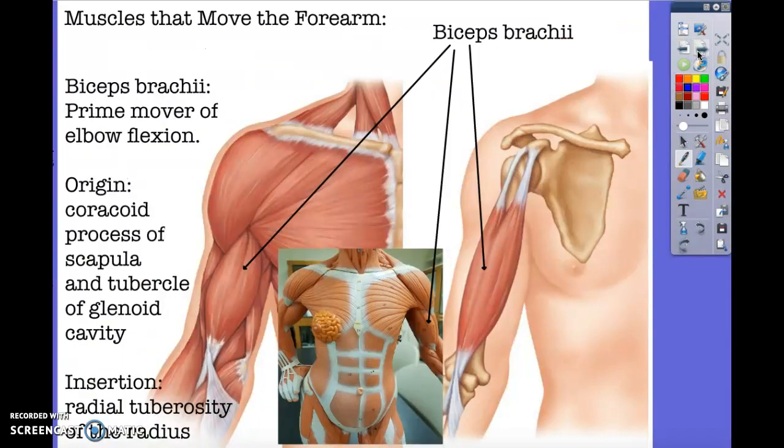All right, muscles that move the forearm. The first one we have is biceps, and it's right here. I think this is a pretty easy one for everyone because we probably already knew where biceps was before anatomy and physiology. The origin, here we have origin on the coracoid process of the scapula. And you can't see it, but the other origin, because it has two heads, is on the tubercle of the glenoid cavity. And it's going to then insert on the radial tuberosity of the radius. What does it do? Prime mover of elbow flexion.